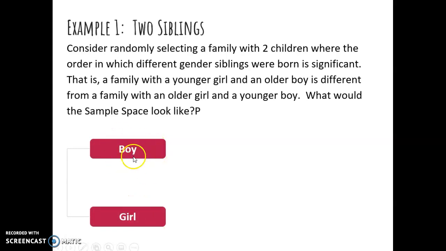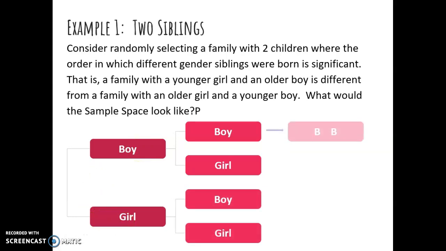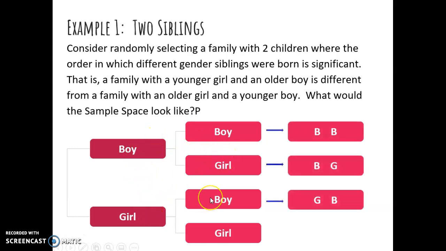Then you would go back here to, okay, well, what if the first child was a boy? What could the second child be? The second child could be a boy or a girl, and we branch off of that. Or the first one might not be a boy. The first one could be a girl, and if it's a girl, the second one could be a boy or a girl. And so then we end up with 4 outcomes. You could have a boy and a boy, a boy and a girl, a girl and a boy, or a girl and a girl. So 4 different outcomes for 2 siblings for a family. And there's the sample space.